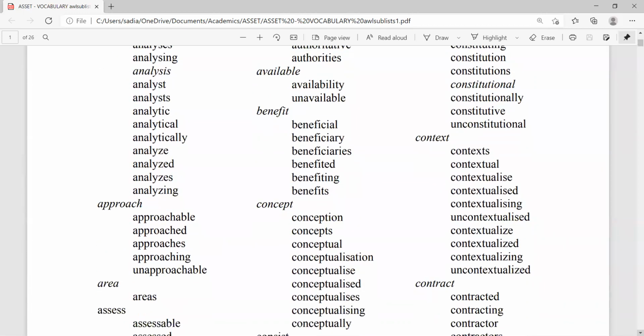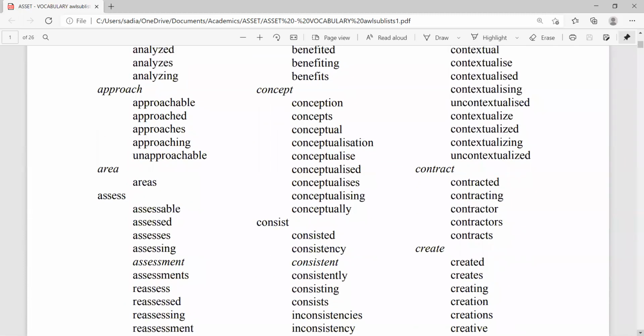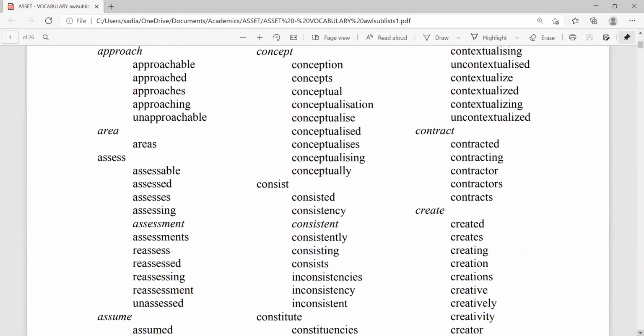Concept, conception, concepts, conceptual, conceptualization, conceptualize, conceptualized, conceptualizes, conceptualizing, conceptually. You can see the various forms of words over here.